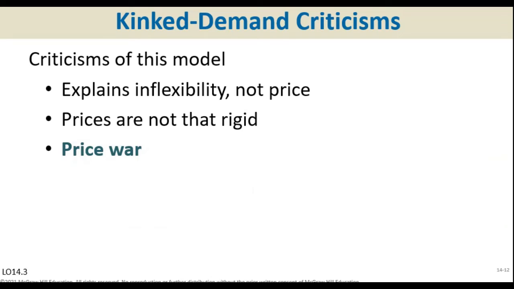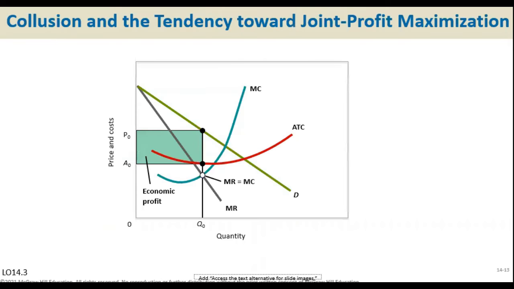The second criticism of the model is the fact that the model portrays the price as rigid. But in reality, we know that oligopoly prices flex. They are not rigid the way the model implies. And also there's a chance that changing the price could result in a price war. So oligopolies tend to collude, right?